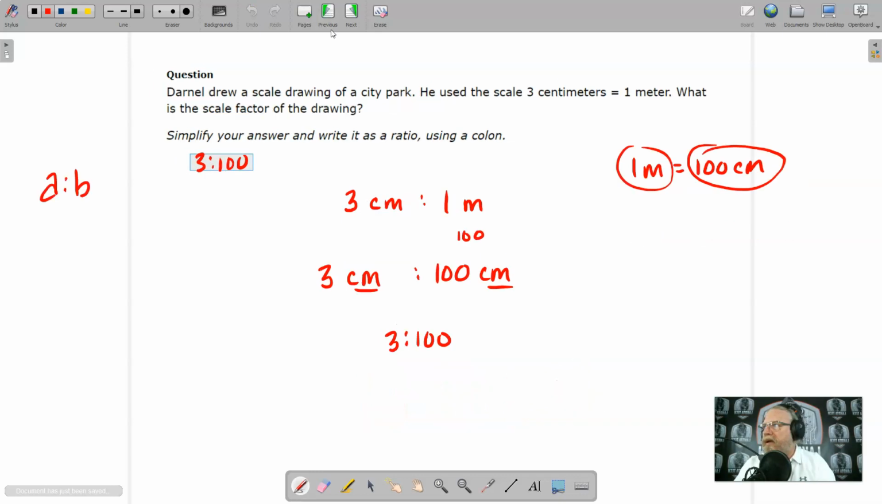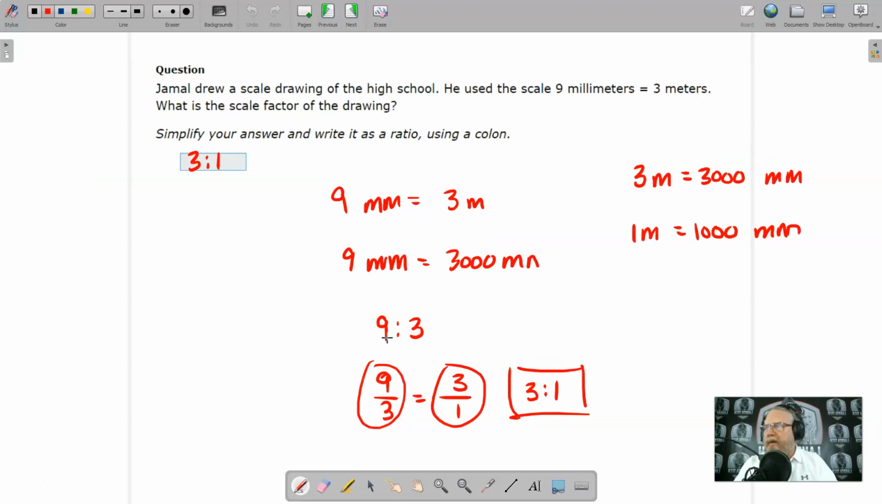So this would be our final answer, 3 to 1. On the first problem here, 3 and 100 share no common factor, so it was already simplified. But whenever we get over here, 9 to 3, well, 9 and 3 both share a common factor, so we could simplify that down to 3 to 1.